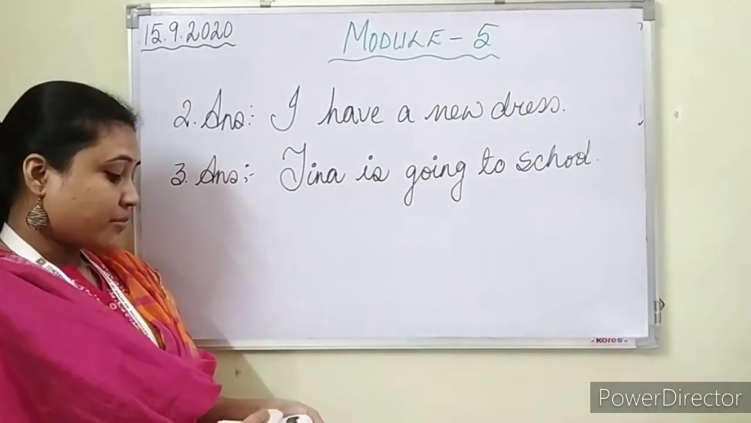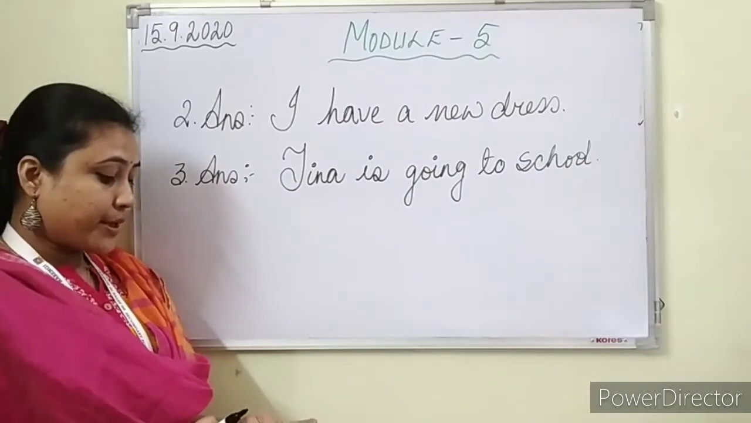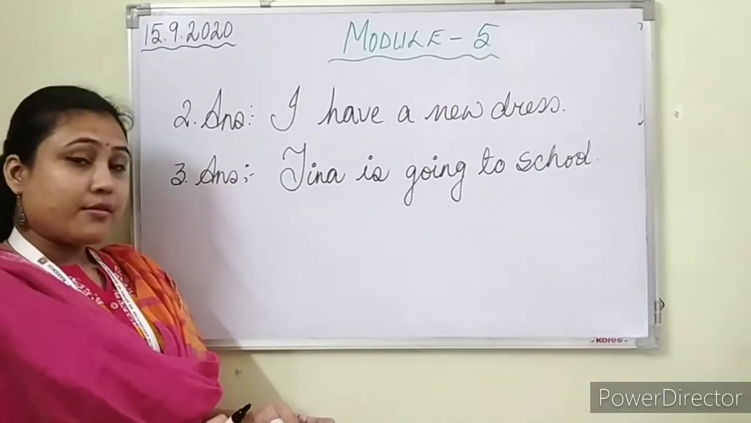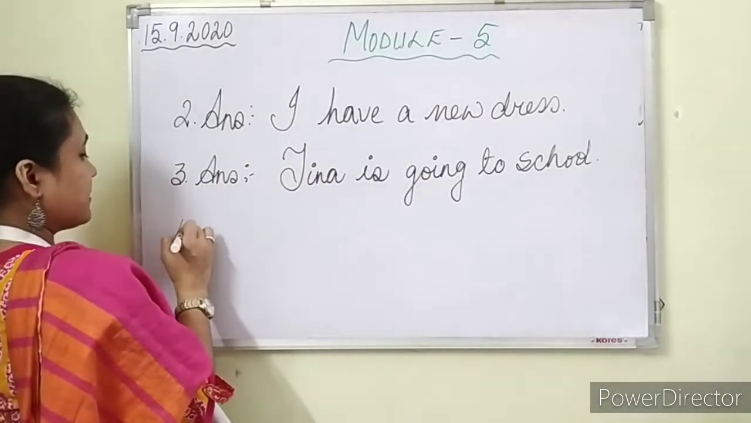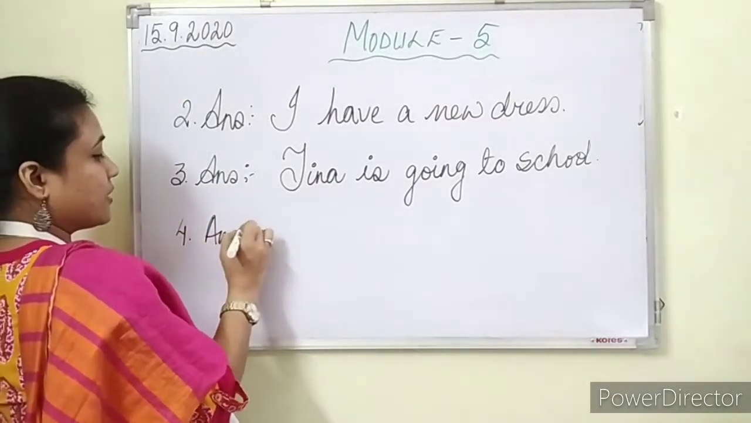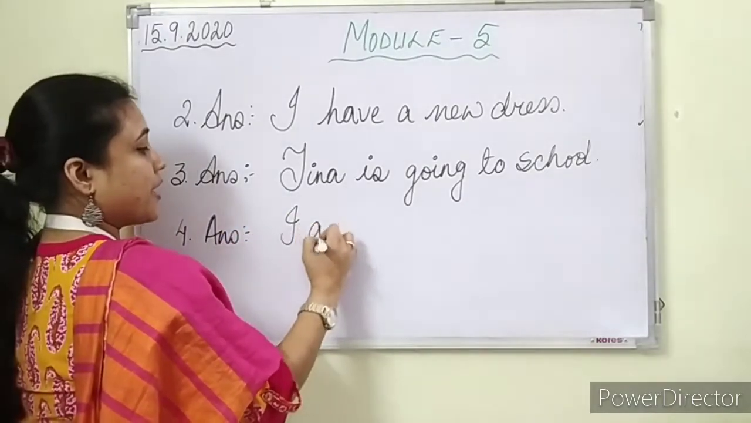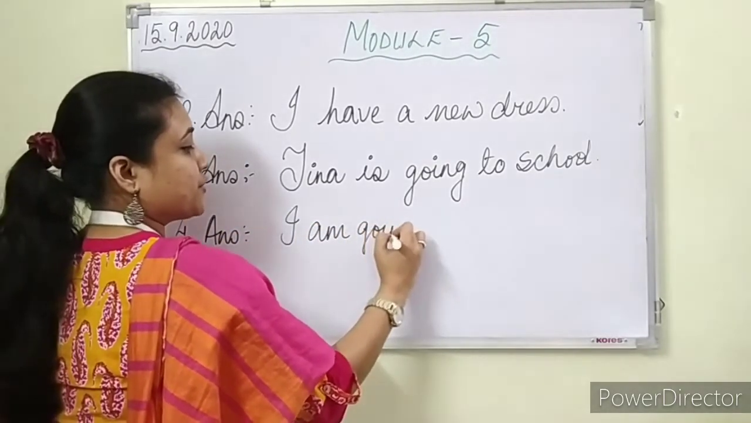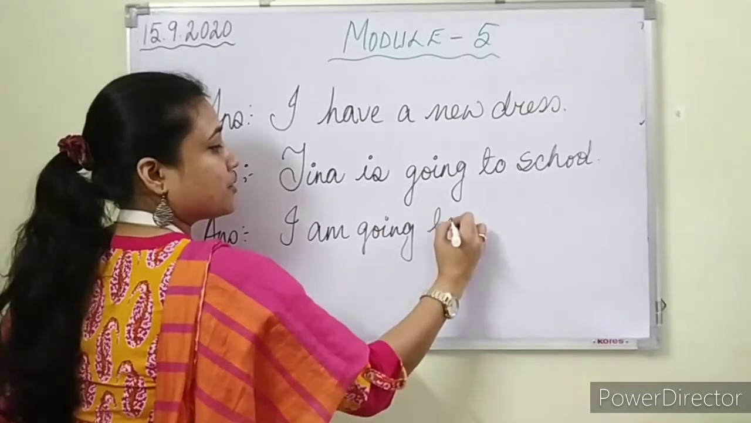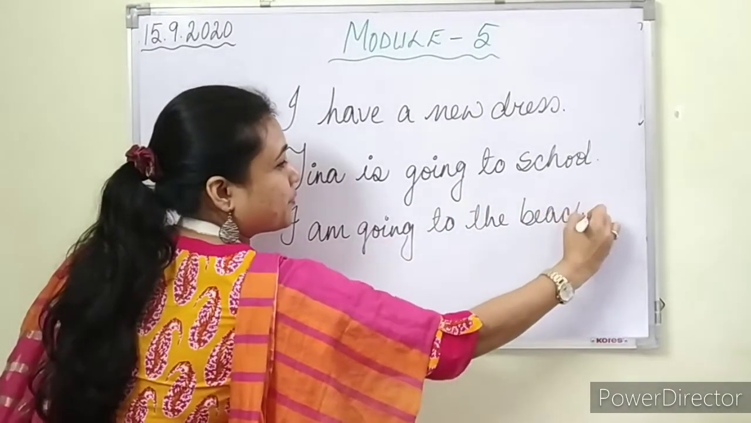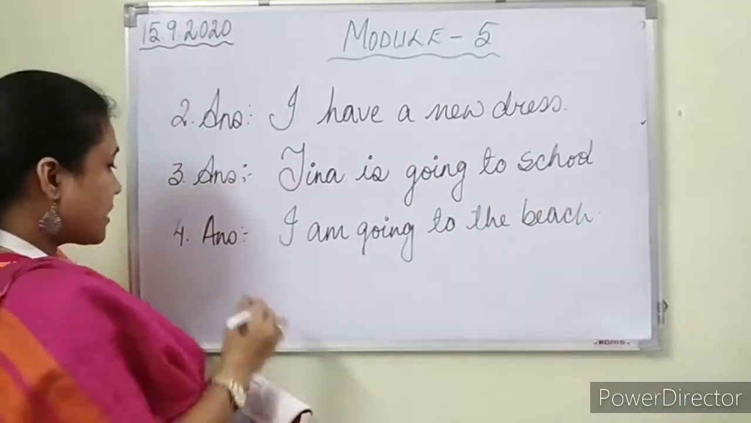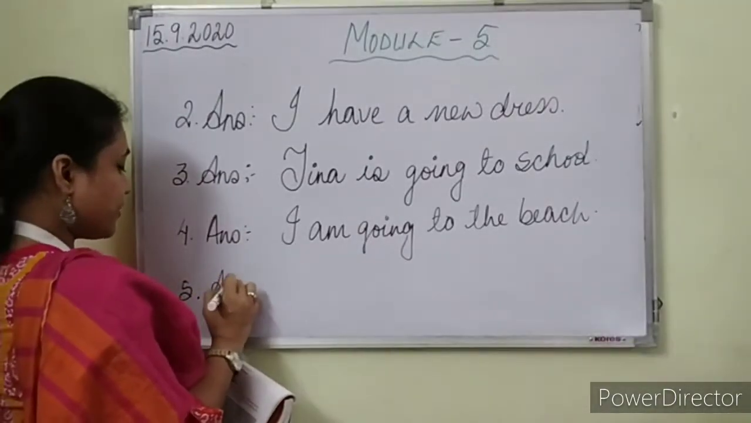Okay. Moving to number 4 now. To and beach going I the. So what will be the correct answer? I am going to the beach. Yes? I am going to the beach. Got it?